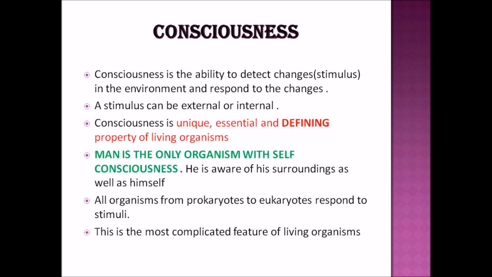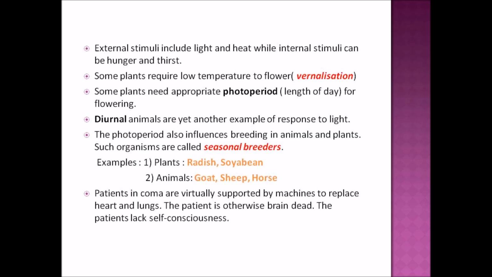All organisms from prokaryotes to eukaryotes respond to stimuli. It is in fact the most complicated feature of living organisms. External stimuli include light and heat, while internal stimuli can be hunger and thirst. Some plants, for instance, require low temperature to flower. This process of subjecting plants to low temperature to induce flowering is called vernalization. Some plants need appropriate photoperiod, length of day, for flowering.